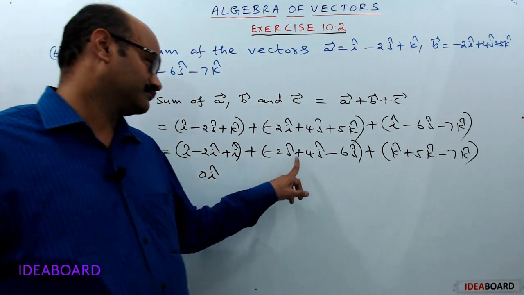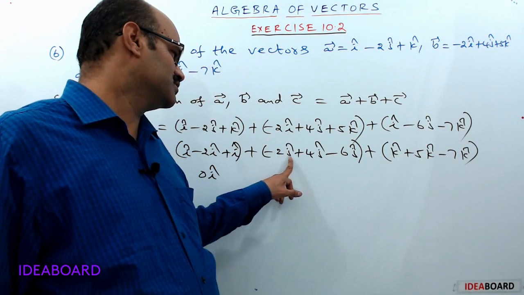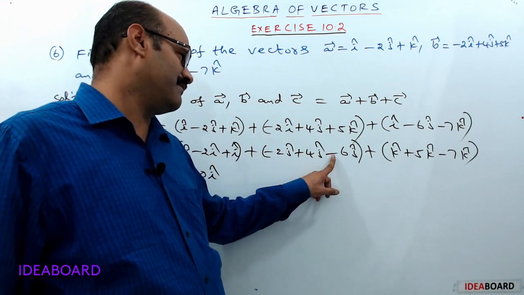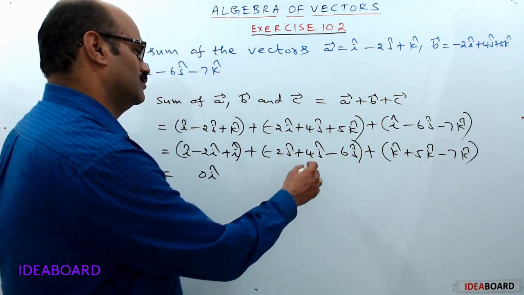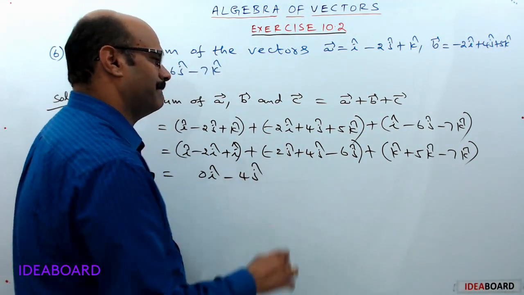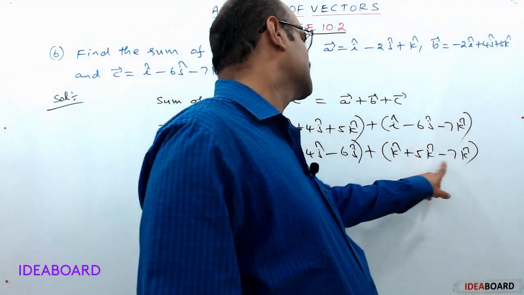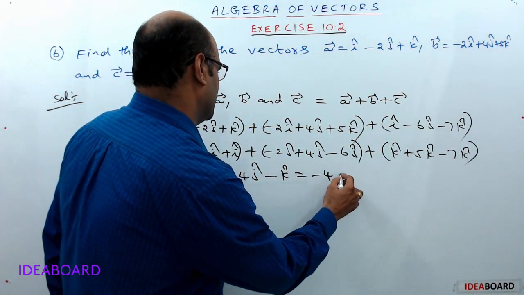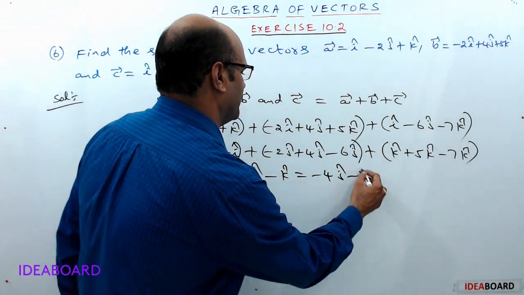Now here minus 2j cap plus 4j cap equal to plus 2j cap. Plus 2j cap minus 6j cap equal to minus 4j cap. 1 plus 5 minus 7 is minus 1, so minus k cap. So finally we are getting the answer minus 4j cap minus k cap.